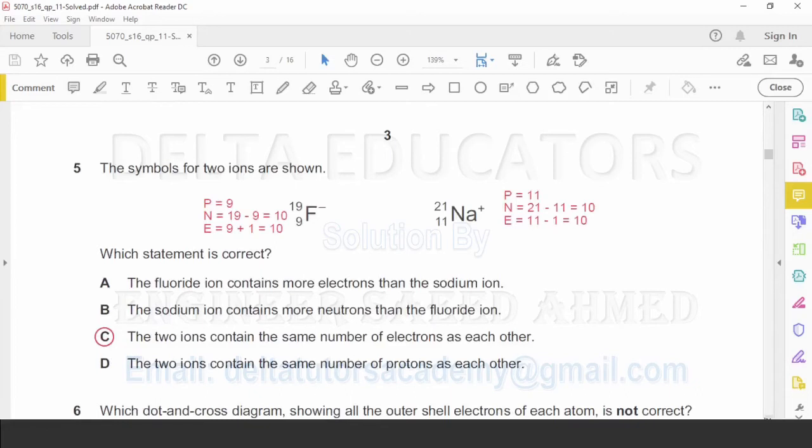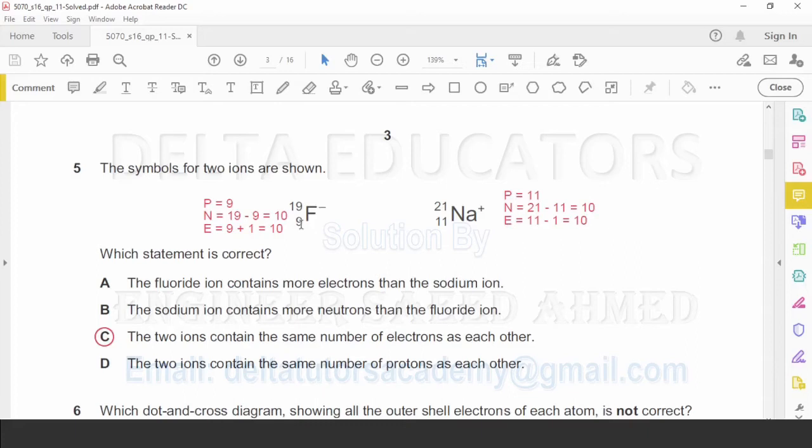Question number 5. The symbols for two ions are shown. It is fluoride ion, it is sodium ion. Which statement is correct? In fluoride ion, proton number is given 9, whereas nucleon number is 19. Nucleon number means sum of proton and neutron. So here proton will be 9, since proton number is 9. Here number of neutrons will be 19 minus 9, it will be 10, because number of neutrons is the difference of nucleon number and proton number.